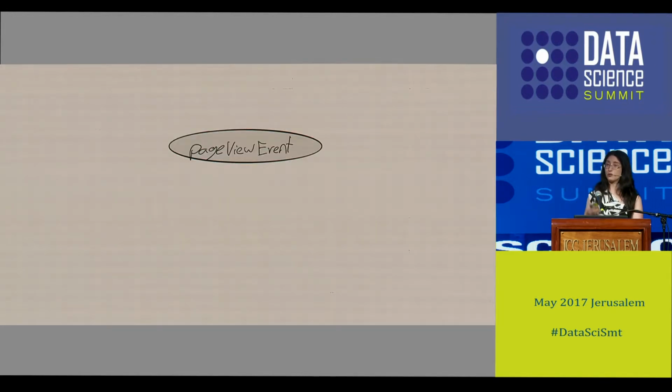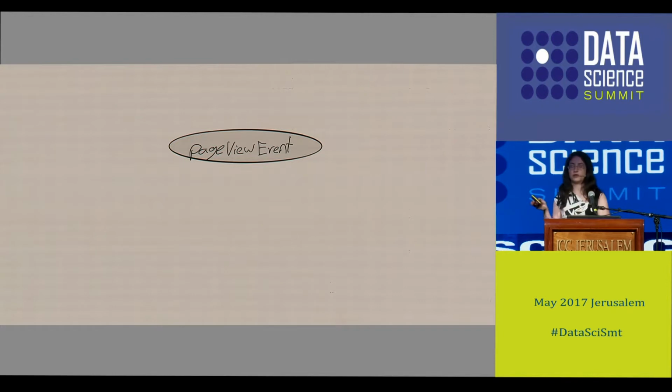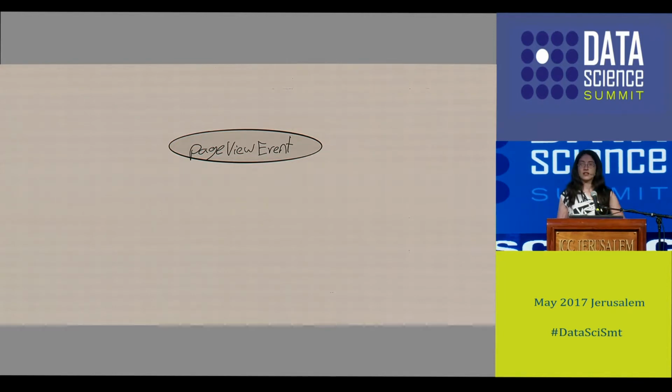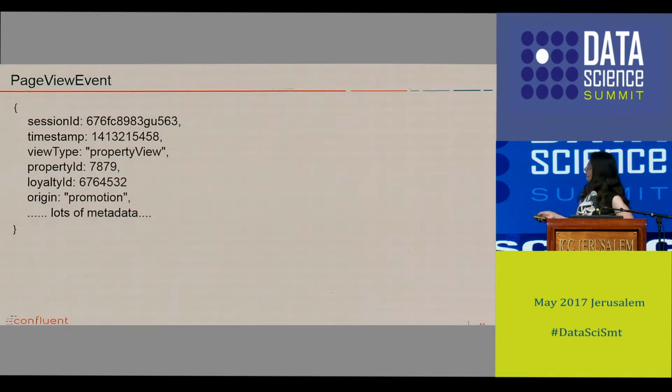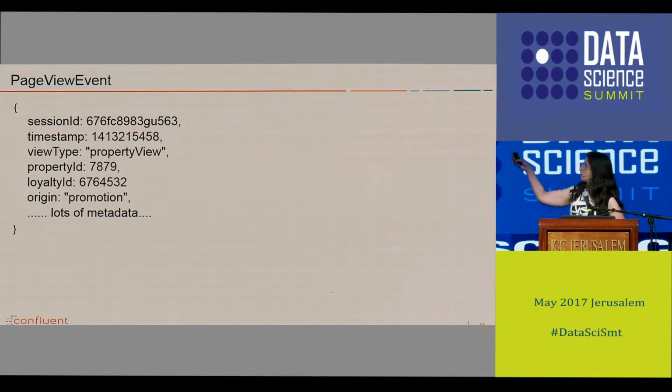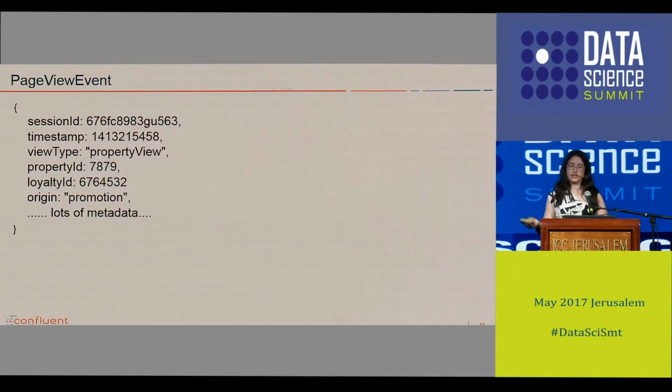Let's look at one of those streams. We talked about those page views being done on the website. So we record those as a stream of events. And those events may look a bit like this. They have a session ID, a timestamp, and which property you're looking at. You have the fact that you're looking at some kind of property. And they also have information on how you got there. So there's a lot of information in those page views being captured.